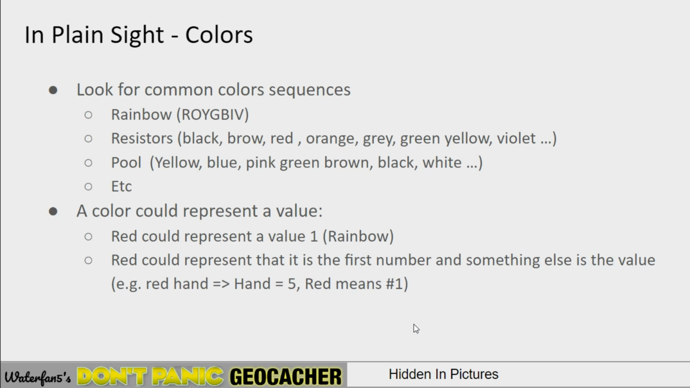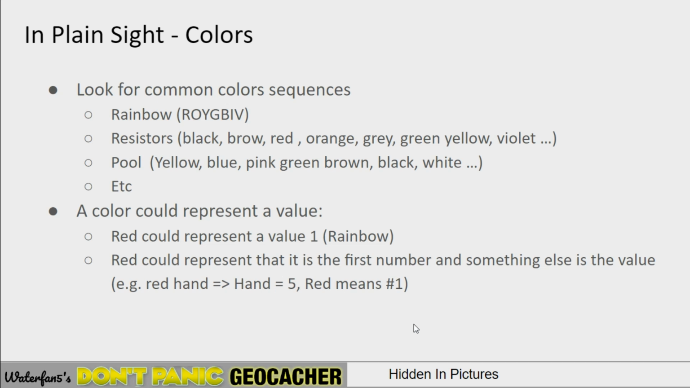But there are many other variations: pool, snooker. I've seen elevator colors used in a field puzzle. So colors can be very significant when looking at something. And make sure that you evaluate the color both as a value, for example, red in a rainbow is the first color, as well as it might mean that if it's red, it is the first number. And sometimes it could be both. So it could represent both a number and a color.